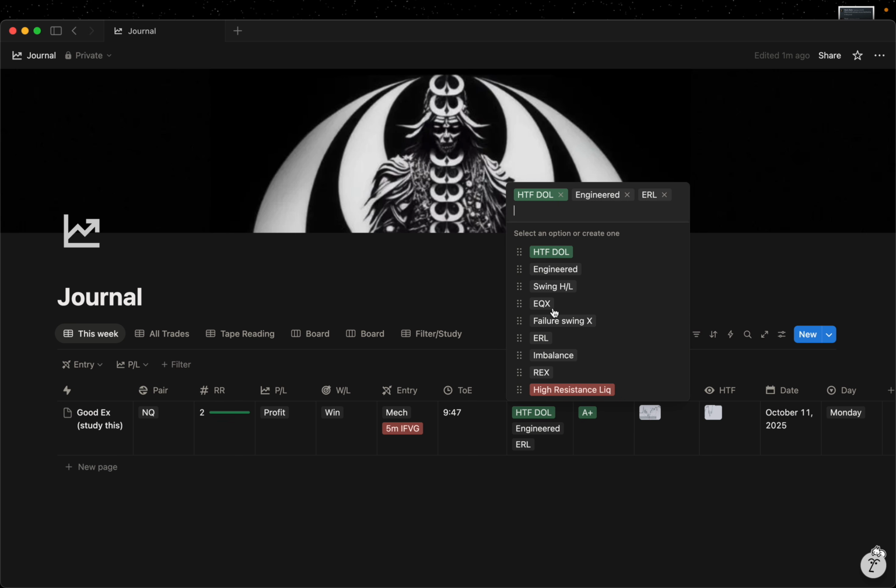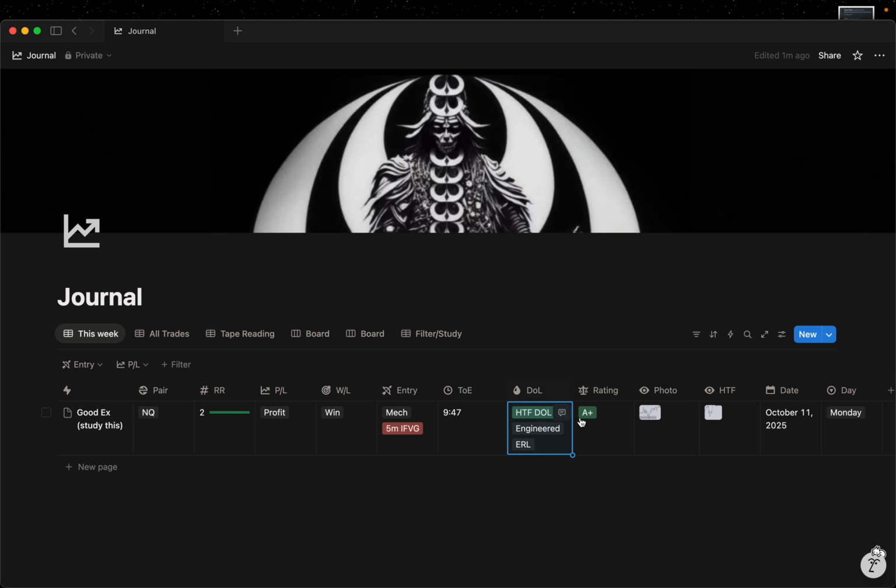And then DOL. So obviously this is green. You want to be aligning yourself with the high time frame DOL. And then red is obviously you don't want to target high resistance liquidity. And then these are all the types: engineered highs and lows, swing highs and lows, if it's just a regular swing, equal highs, failure swings, external range liquidity, and so on. Let's say you've engineered, but then above all the engineered you have ERL and you target both, then you can put that like I did here. And then relatively equal highs, I'll put that over there. And then imbalance. So just all your types of DOLs.